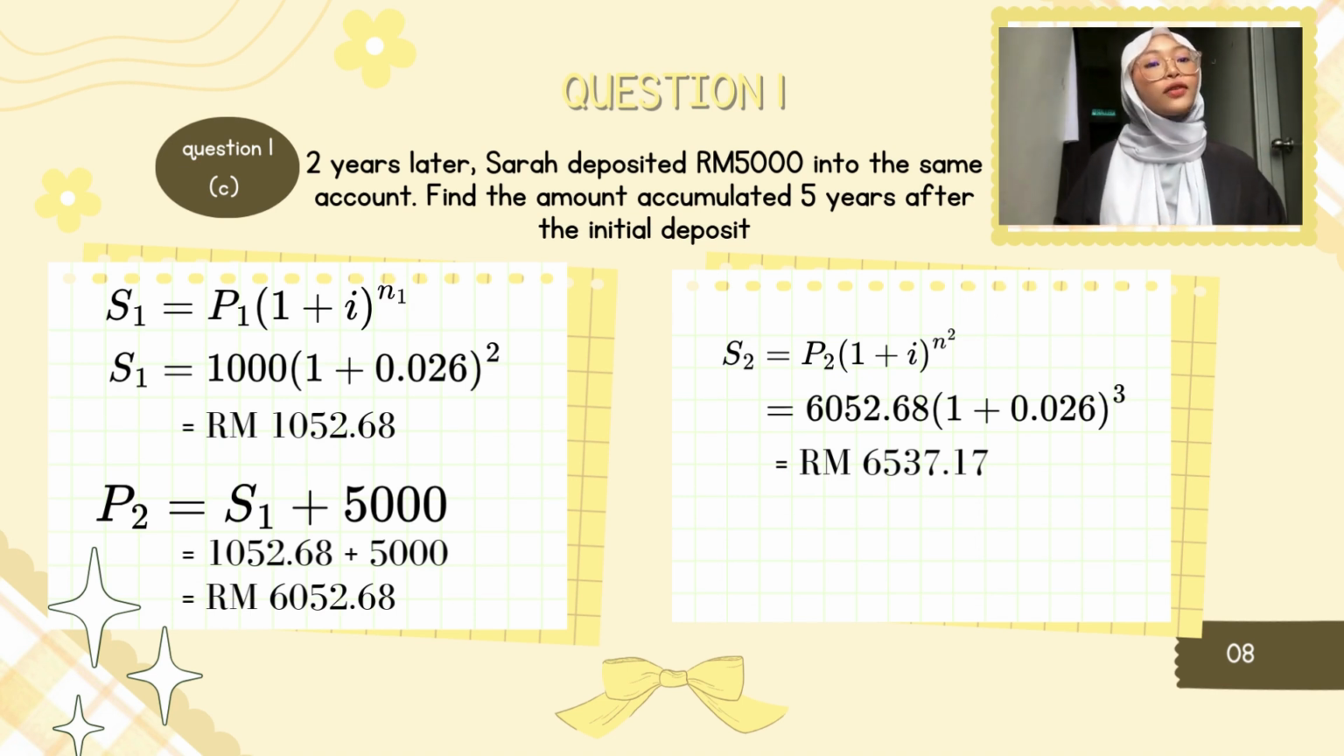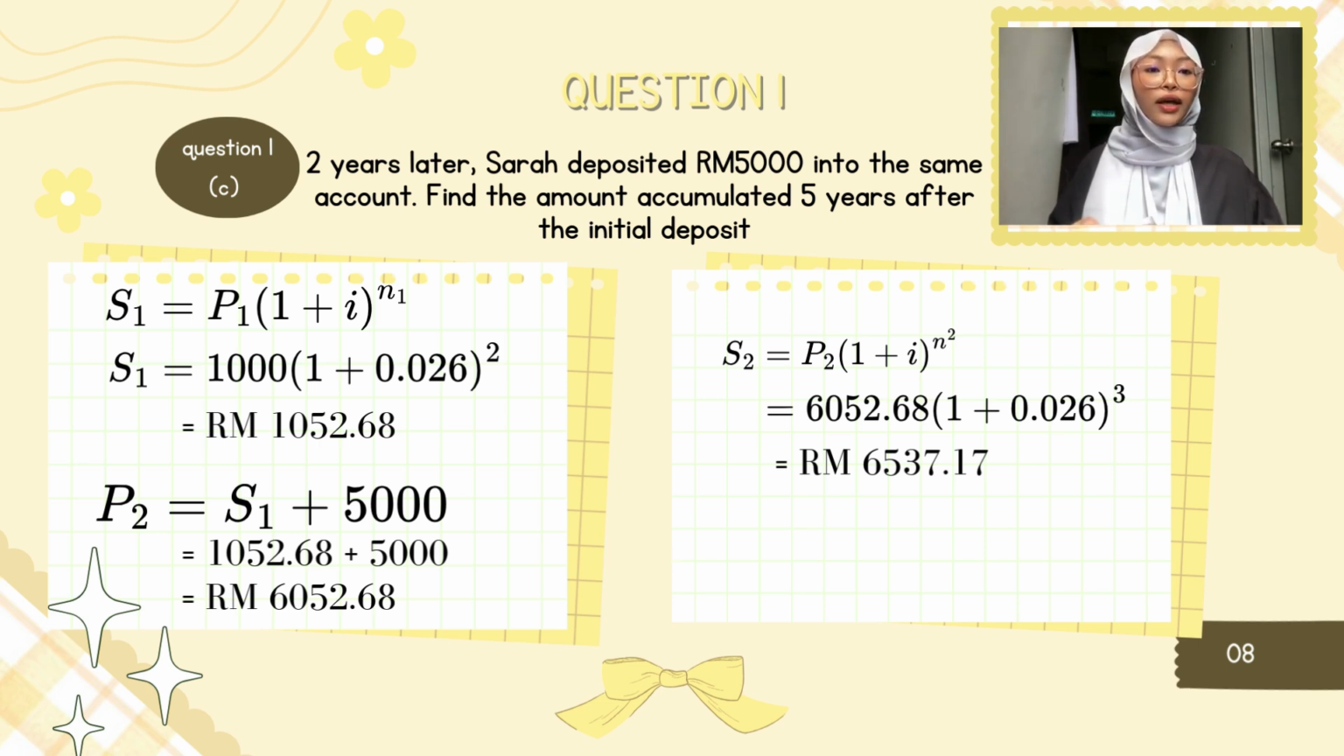Okay, so for question C, 2 years later, Sarah deposits RM5,000 into the same account. Find the amount accumulated 5 years after the initial deposit. In this question, we are going to use two steps of formula. The first one is S1 equals P1(1 + I)^N1. So we just need to substitute all the information into the formula. So it will be 1,000 times (1 + 0.026) to the power of 2. Okay, so the answer for S1 is RM1052.68.